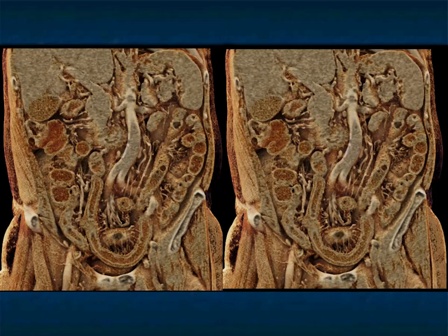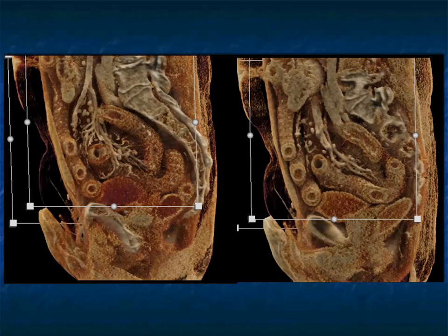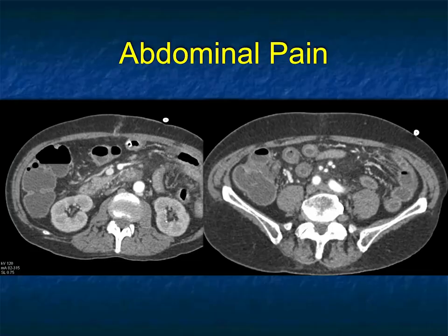And again, the same thing is true. The coronal projection using cinematic rendering works very nicely. And you can see, as I adjust the parameters, the ability to see the cross-sectional appearance of the small bowel, the induration of the mesentery and involvement, very, very nicely shown.